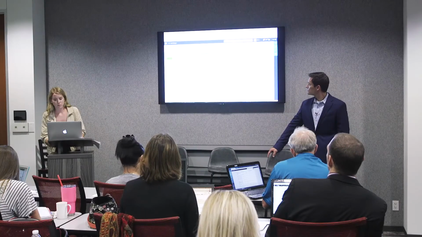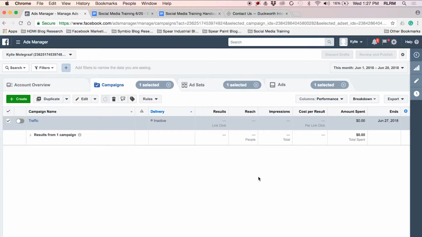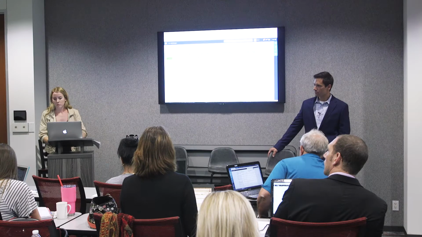So what you're going to want to look at is where it says cost per result. That's where I'm going to look. If my cost per result is 30 cents, then I need to go back and check my targeting. But more importantly, I need to check my caption and whatever I've put in front of the viewer. So the content is very important when it comes to cost per result.